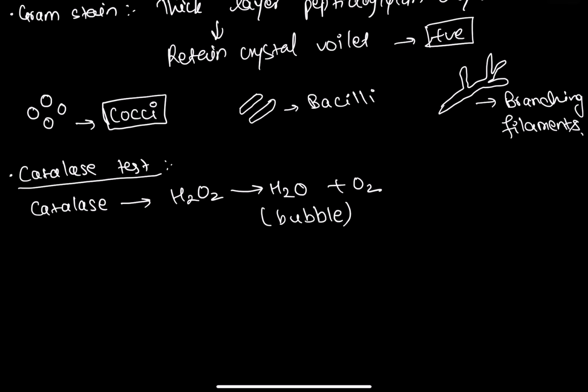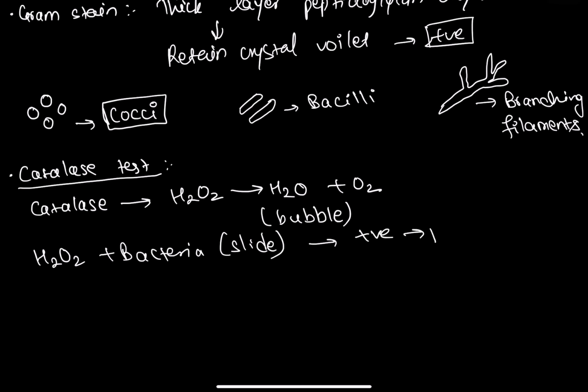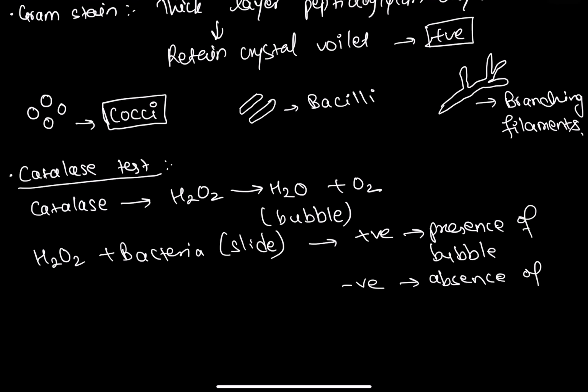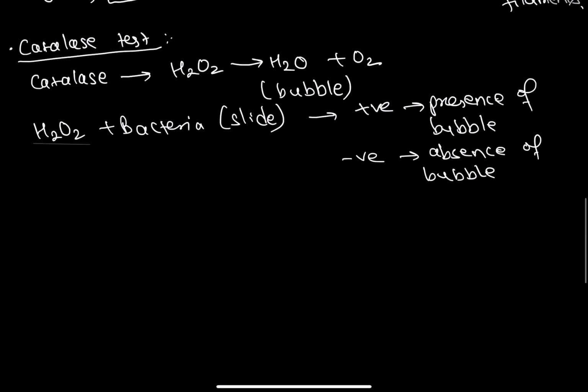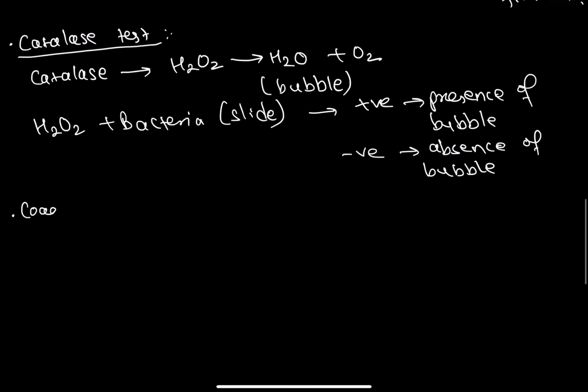In this test, what we're going to do is put hydrogen peroxide plus bacteria on a slide. If those organisms are catalase positive, then there will be the presence of bubbles. And if those organisms are catalase negative, then there will be an absence of bubbles. The catalase positive organism is Staphylococcus. Now we will do another test, known as the coagulase test, to differentiate the staph organisms.